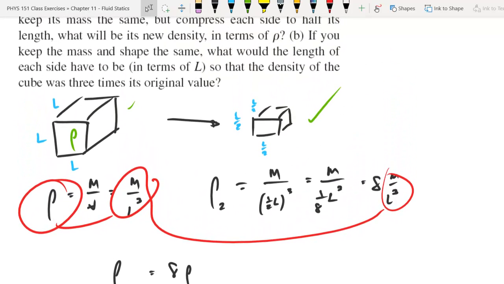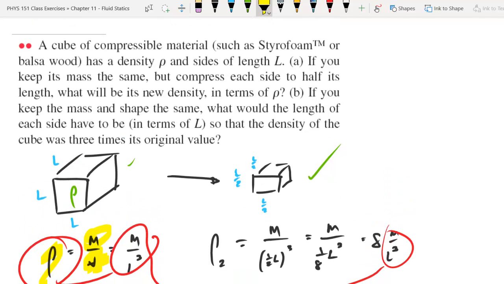If we compress the cube down so that the volume is 1/8, then the density will be 8 times as much, assuming we keep the same mass, right? This is because we have an inverse relationship with the volume. Density is inversely related with the volume, directly proportional to the mass, right? So by decreasing the volume by 1/8, I increase the density by 8. Okay, so it would be 8 times as much.